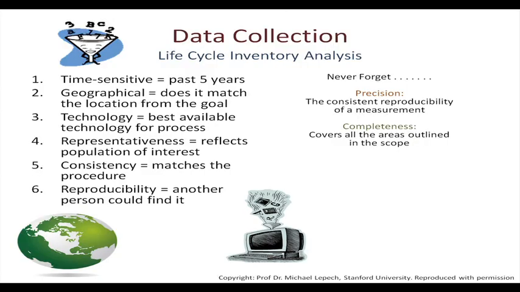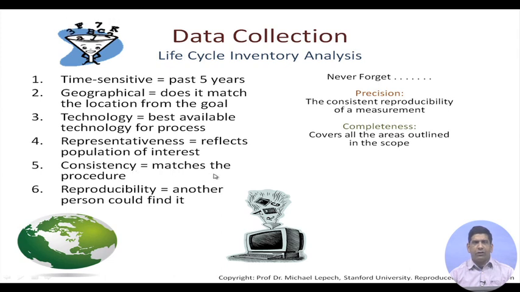Then the data should be consistent, and as part of this data quality, if you remember we talked about the QA/QC. So the fifth and sixth bullets re-emphasize the QA/QC over here. Data should be consistent, so it should match with the procedure, and if you try to collect the data again you should get similar values, and then it should be reproducible, like another person could also find it. So that's what reproducibility means, that it's not that you found the data but others cannot find similar data.